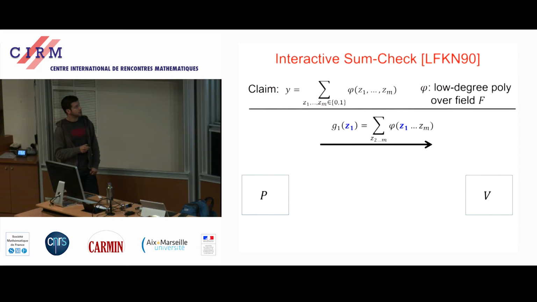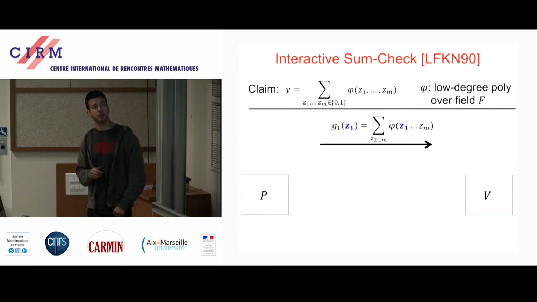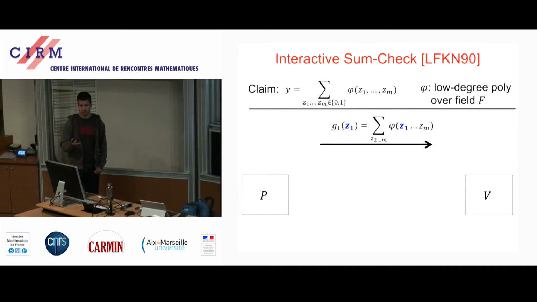The first polynomial simply has the first variable free. It's g1, a polynomial in the first variable, z1, that computes the sum over all the remaining m-1 variables, with z1 followed by the rest of the variables plugged in. That's simply a univariate, low-degree polynomial. It requires time 2 to the m-1 to evaluate, but I'm not worried about that. That's the prover's job. He can evaluate this polynomial, interpolate, and send the coefficients to the verifier. That's a small description.